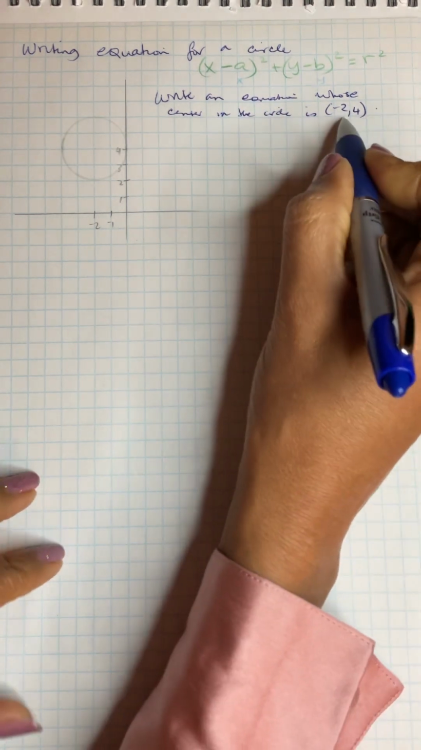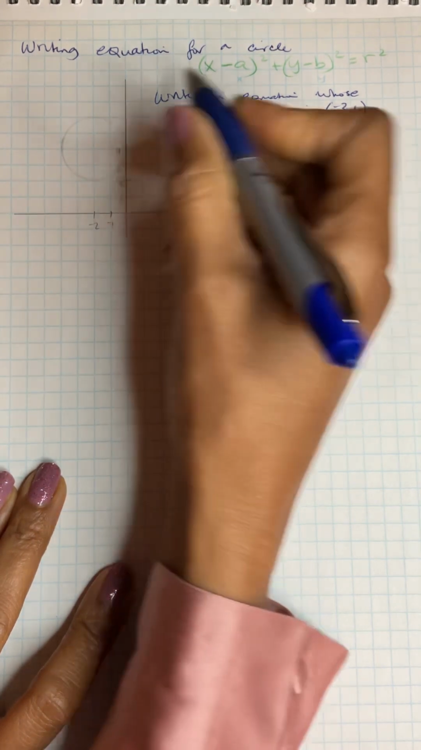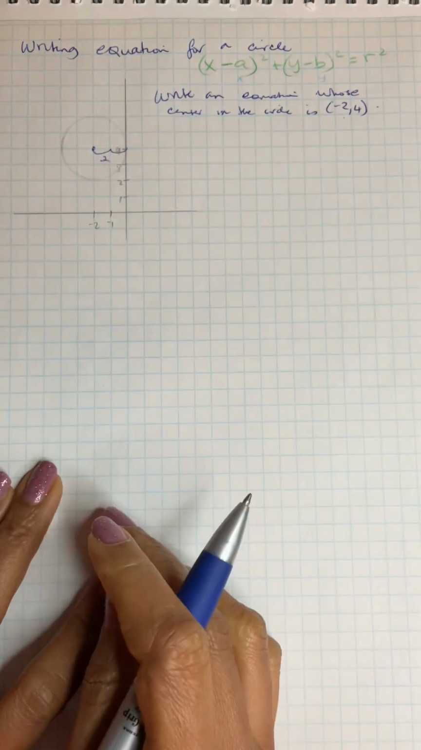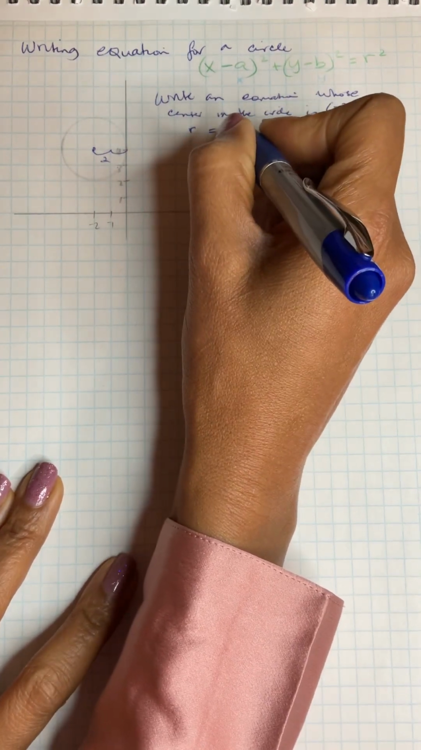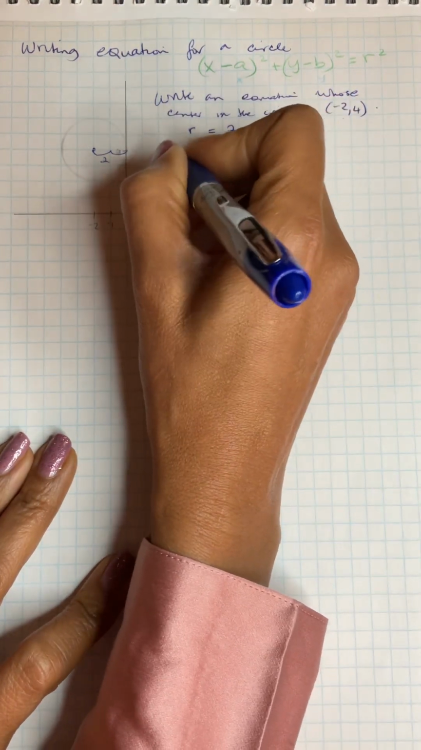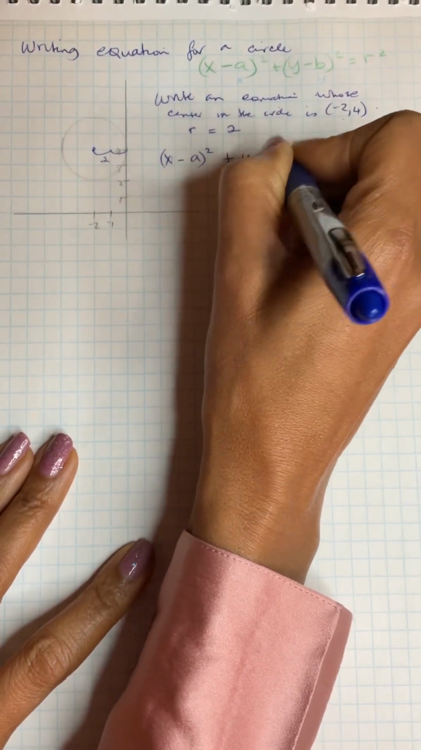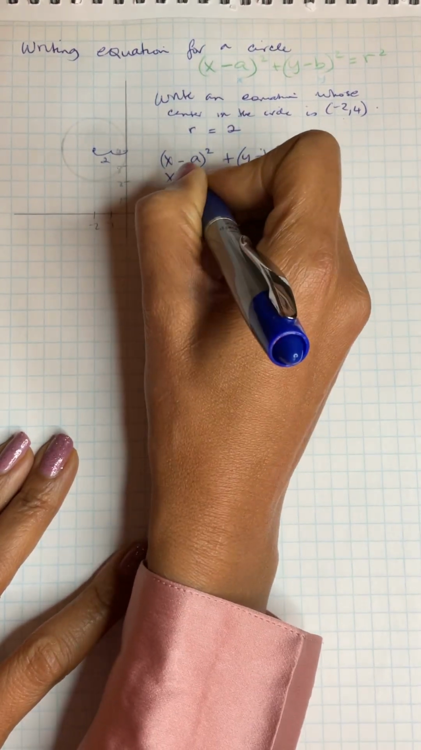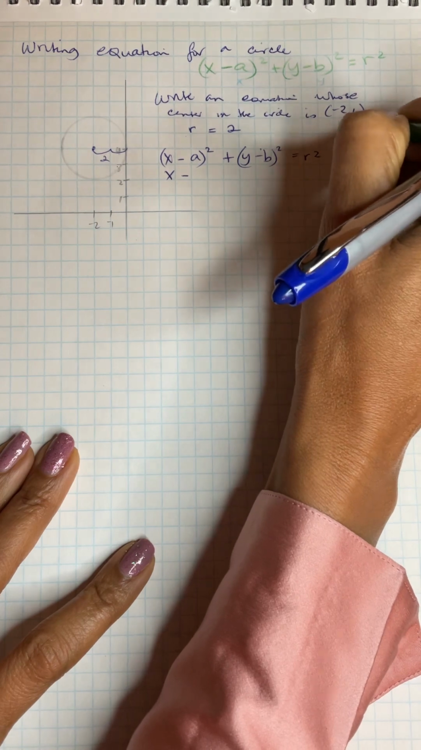Now this circle is not at the origin, and we have to look at this. We know that this is the center of the circle. From here to here is 2 units. So we can identify that our radius is equal to 2 units. Now because we are using the form (x minus a) to the second power plus (y minus b) to the second power equals r squared, we have our coordinate here, which we are going to use for our x and y. This is our x and this is our y.